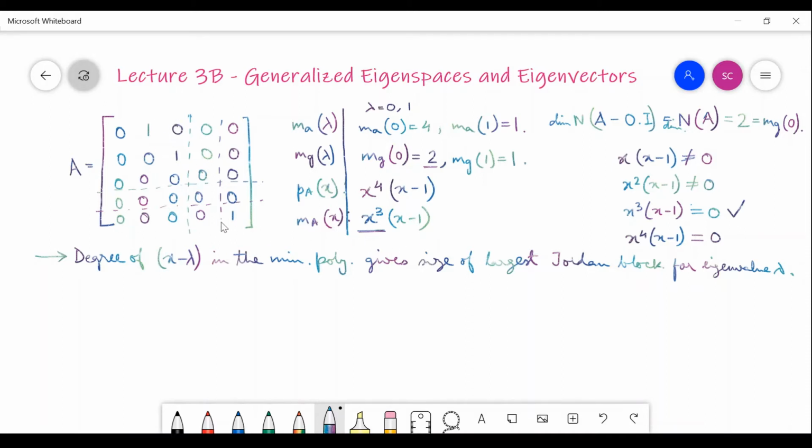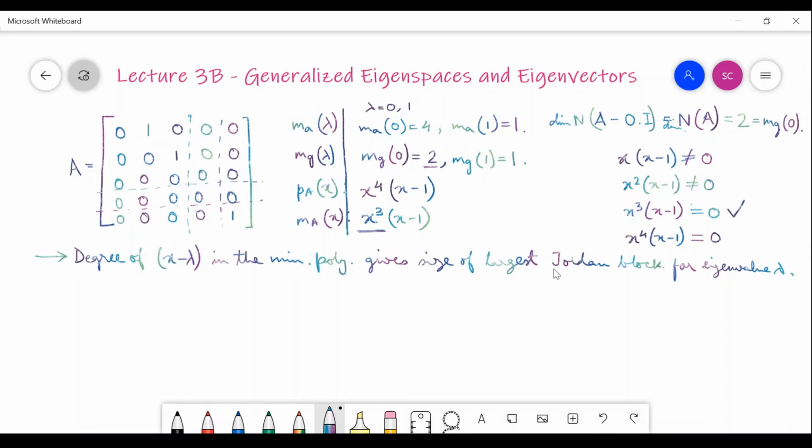This matrix is already in Jordan form. What is the largest size of the Jordan block corresponding to 0? You can see the size is 3, and here also you can see the index is 3. So the degree of x minus lambda in the minimal polynomial gives the size of the largest Jordan block for the eigenvalue lambda. This is a general statement, and you can always verify that this holds true.